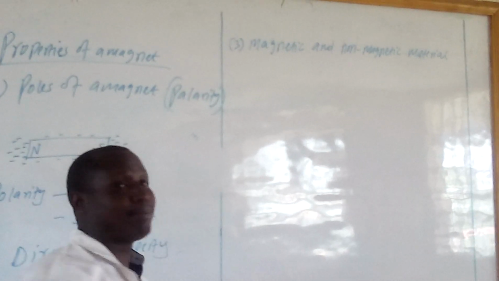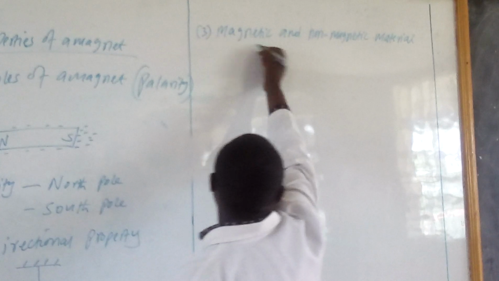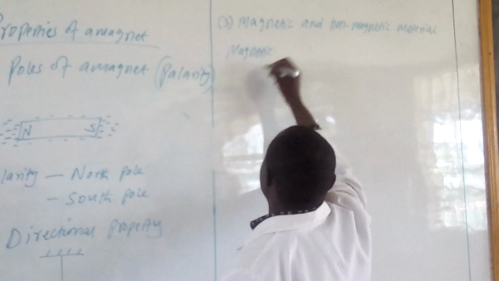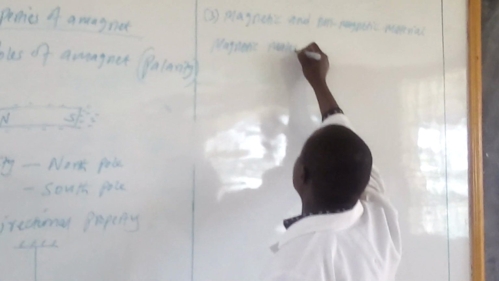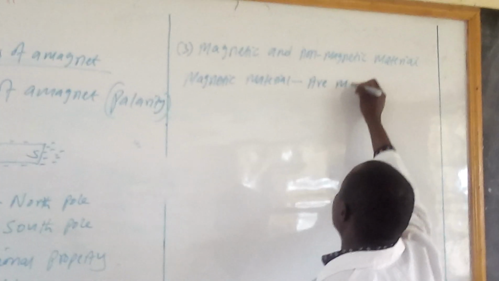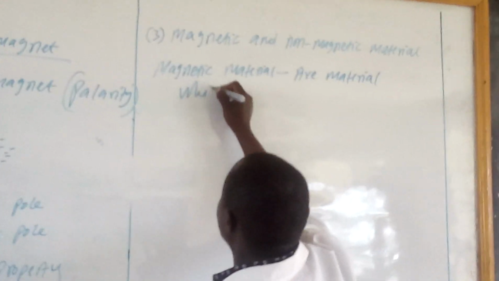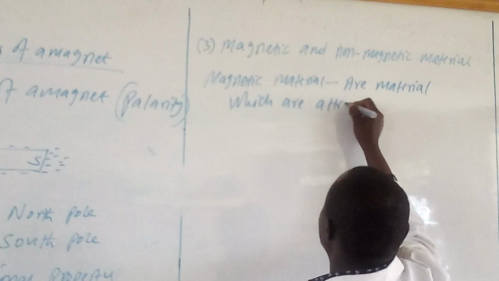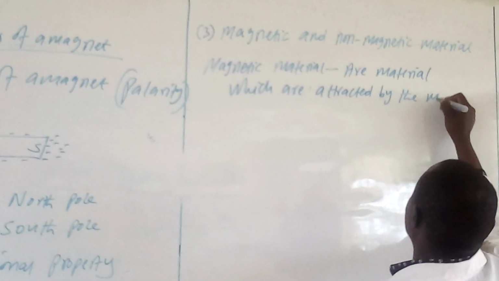Magnetic materials are materials which are attracted by the magnet. So we will start with this one. What is a magnetic material? Magnetic materials are materials which are attracted by the magnet.